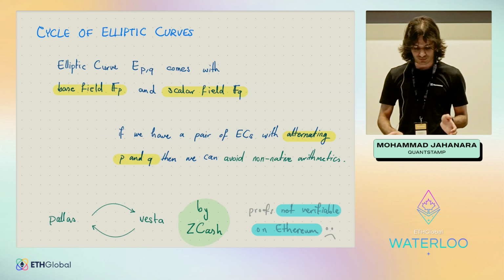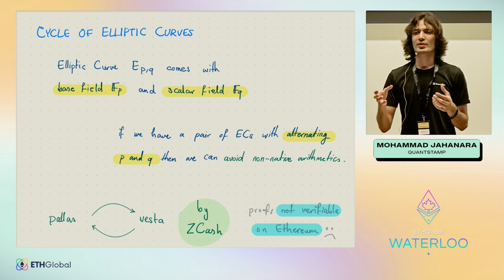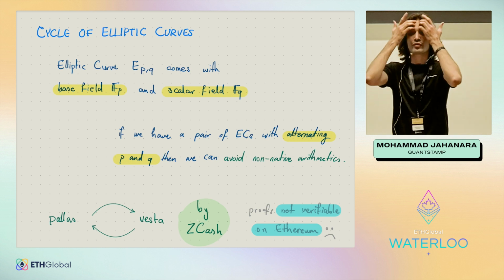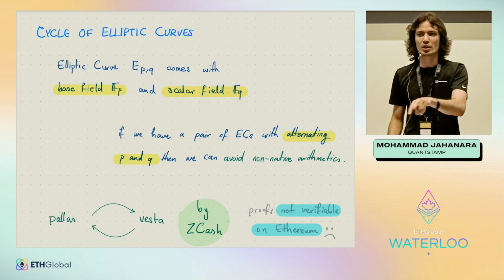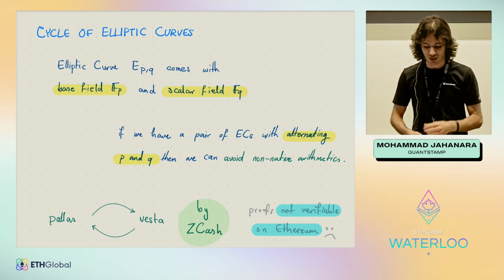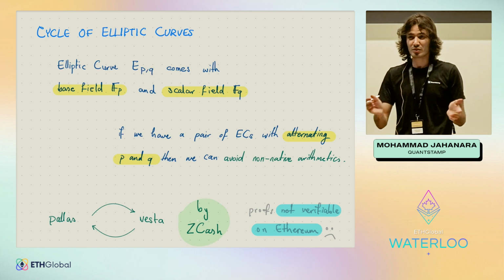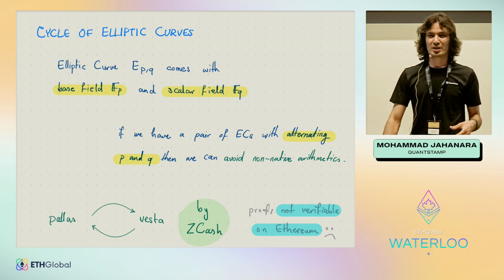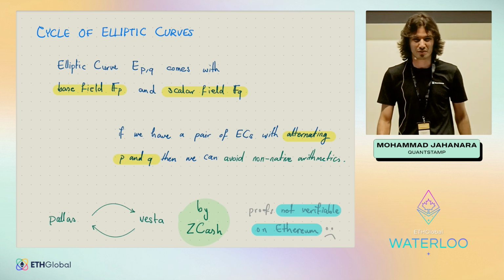The second idea to get away from doing this non-native stuff is using something called a cycle of elliptic curves. So you don't have to use the same elliptic curve each time you're generating a proof. You can switch your elliptic curve from time to time. And the idea is if you have a curve with parameters P and Q, where the base field is P and the scalar field is Q, and you have another curve with alternating parameters like Q and P, then each time you want to talk about something in FP, you just alternate to that curve.